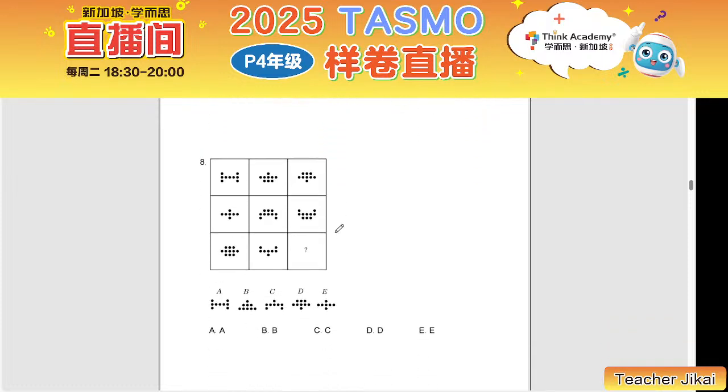Okay, question 8 here. I think it is easy, right? So for this, you just observe the second and the third column. You can see from the second to the third, right, we flip it upside down. So here to here, also flip it upside down. So among them, which one is flipped upside down? C here, right? We know that C is the correct answer.